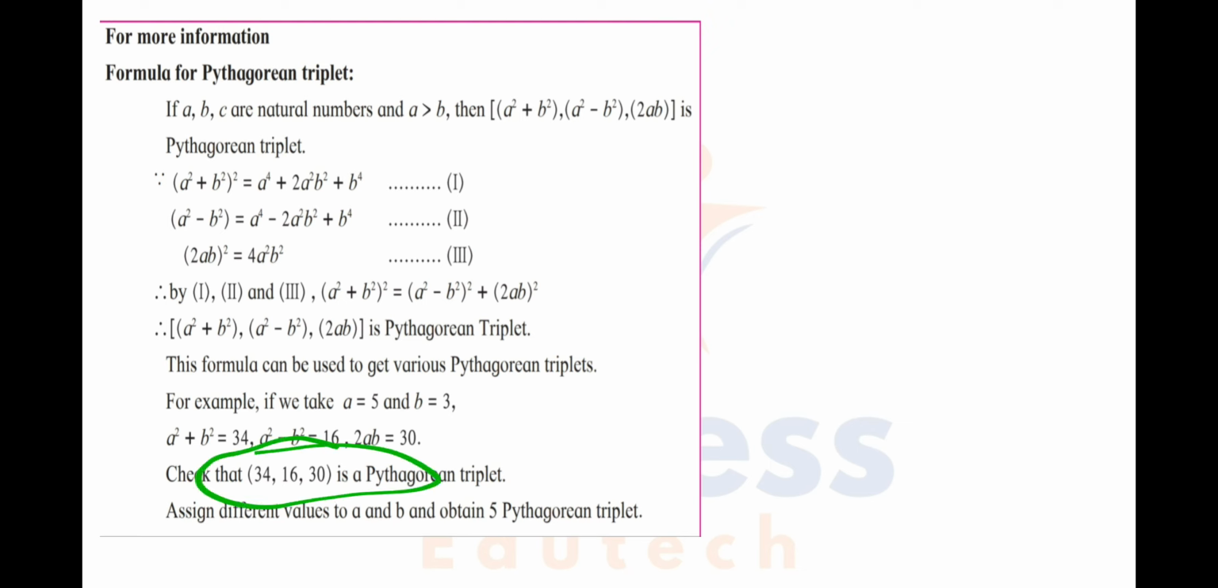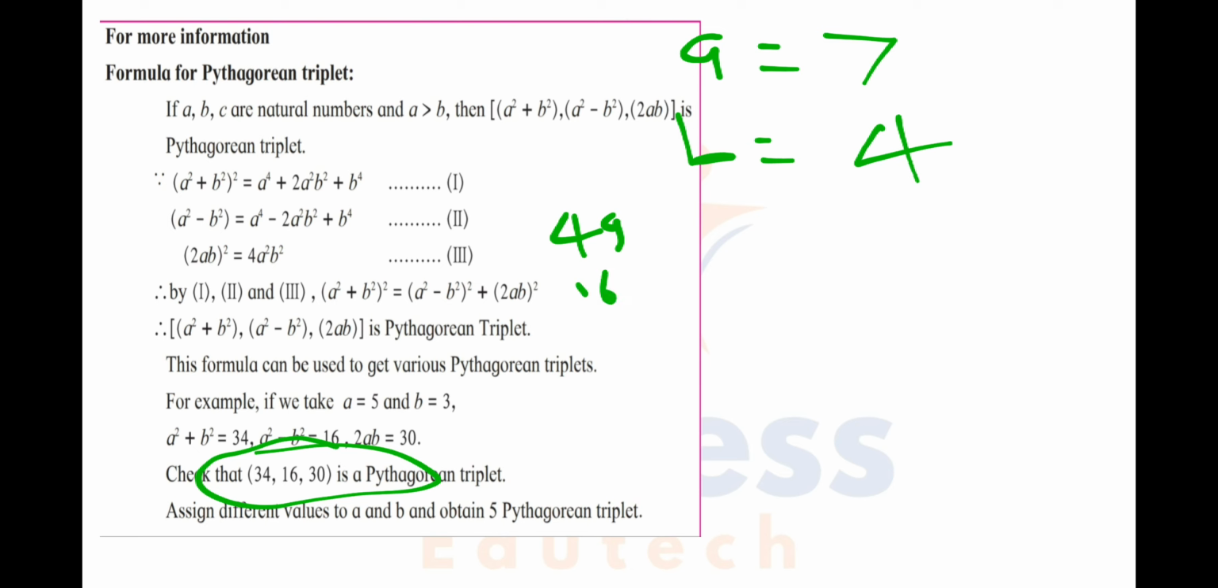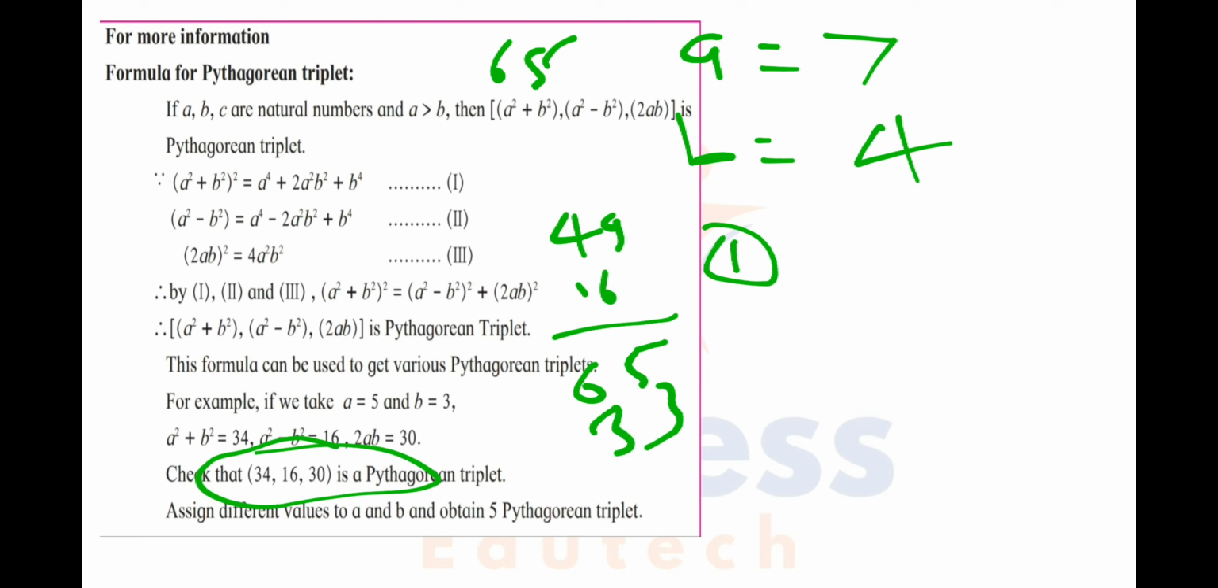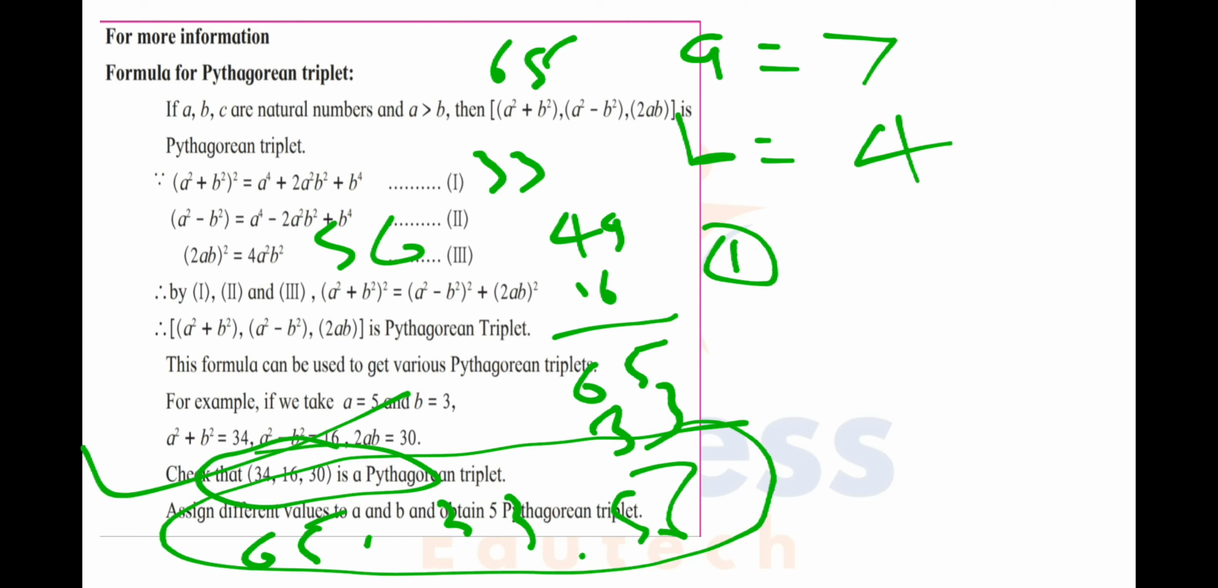Now check another. If I take A equal to 7, B equal to 4. So A square means 49. 49 plus 16, we get 65. This is my first number, that is 65. Second number, 49 minus 16, we get 33. So the second number will be 33, and twice AB. 7 fours are 28, 28 into 2, that is 56. So 65, 33 and 56. This number combination is the Pythagorean triplet.